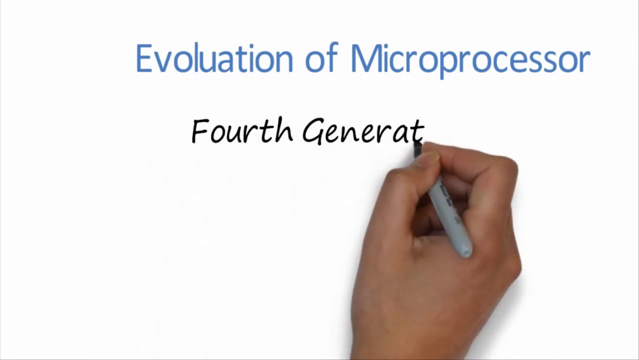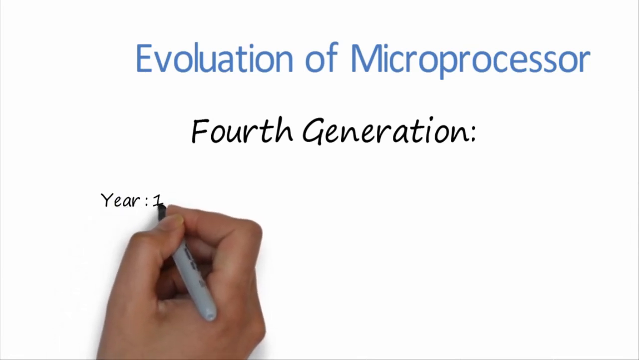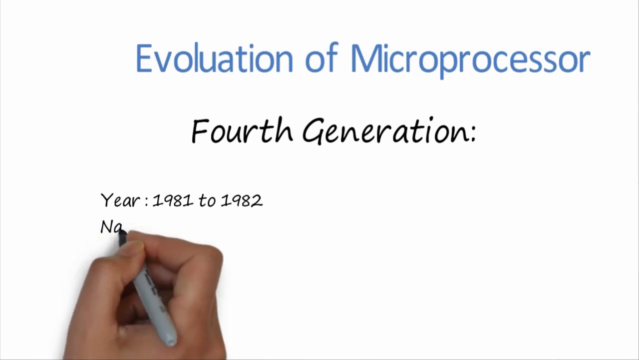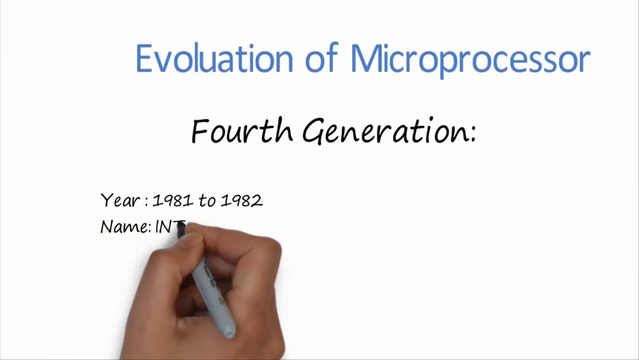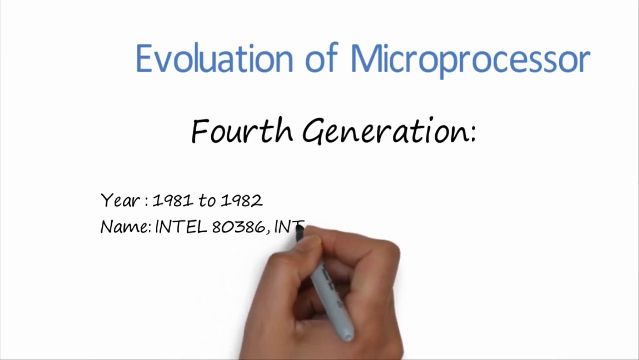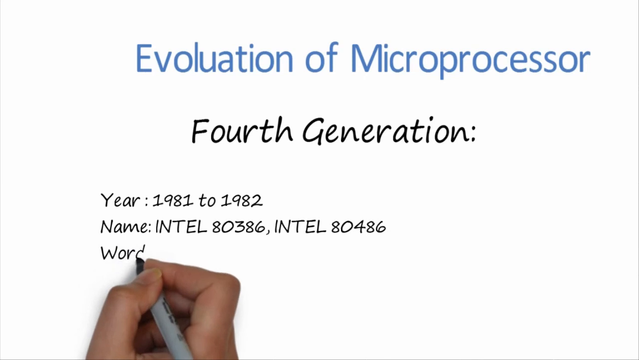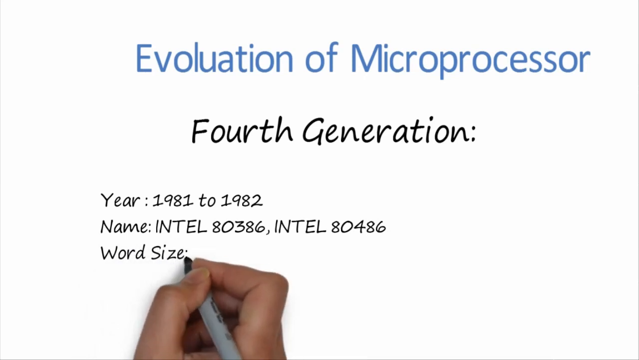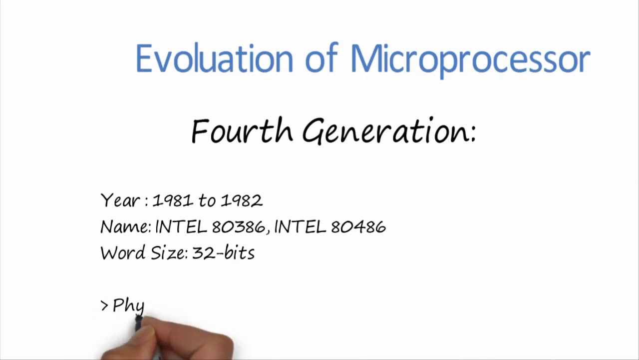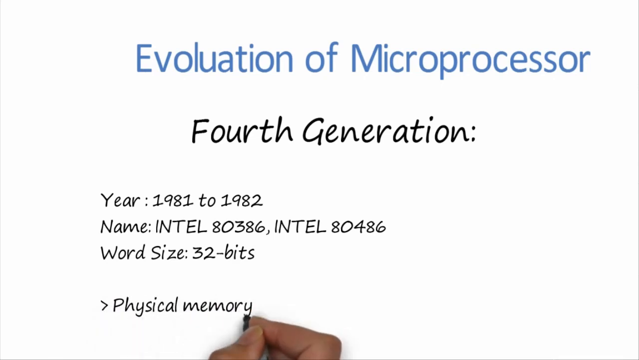Then coming towards the fourth generation. The fourth generation microprocessor was an advanced microprocessor and it was capable of handling 32-bit and the name of that microprocessor was Intel 80386 microprocessor which was introduced in 1981. It was capable of addressing physical memory of 4 GB.